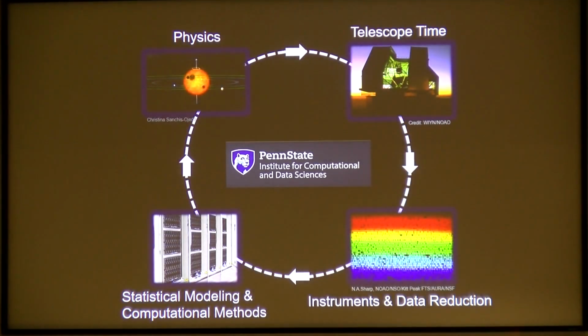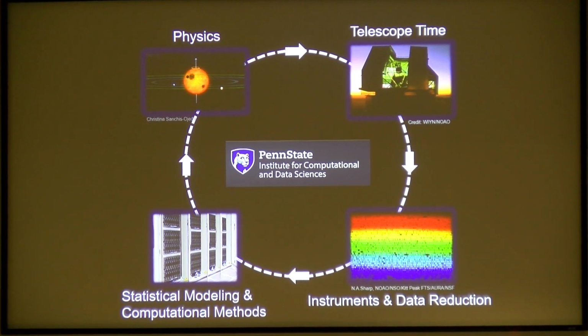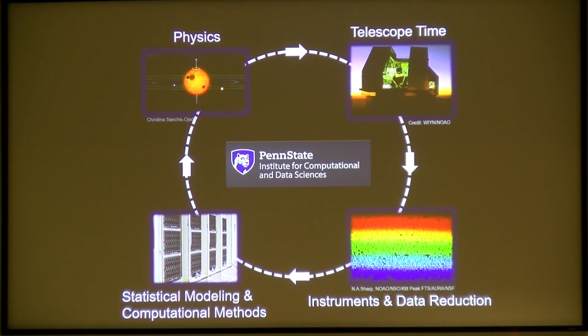And I think it illustrates nicely the cycle that modern science goes through. First, we have some basic physics, planets orbiting stars. And we say, well, we want to observe those. We'll need some telescope time. We need some instruments at the back end of the telescope to collect the data and sort the light by its color, to have stable calibration sources to compare it to. But then once we reduce that data, we go into advanced statistical modeling tools.